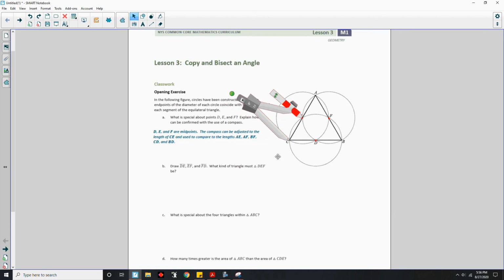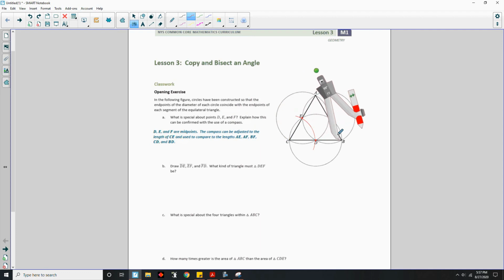Okay, so if I put the compass on there and draw a little mark, oops, what's going on here? Draw a little mark, try that again. There we go, that moved, undo. All right, draw a little mark, and if I go over to D, it's right there.